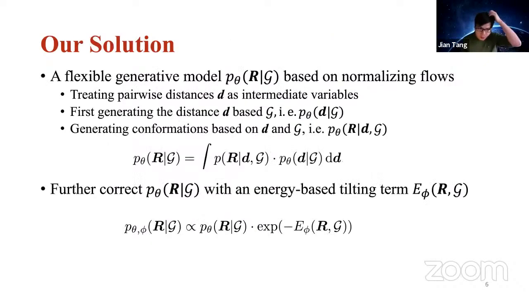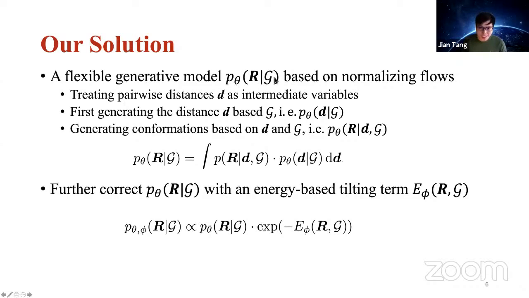So in this project, inspired by the recent progress of deep learning models in the machine learning literature, we developed a very flexible, general model to model the distribution of the conformation R conditioned on the molecular graph, based on normalizing flows. Normalizing flows are very recent techniques in the machine learning literature. I will give a very brief introduction later.